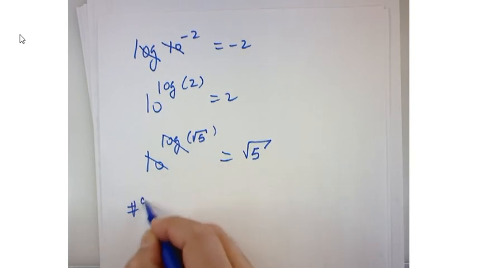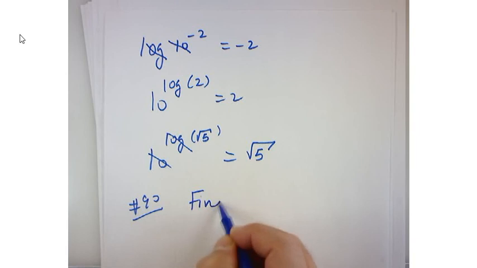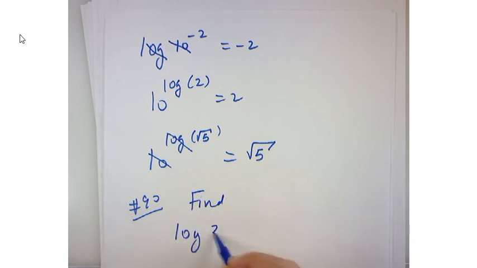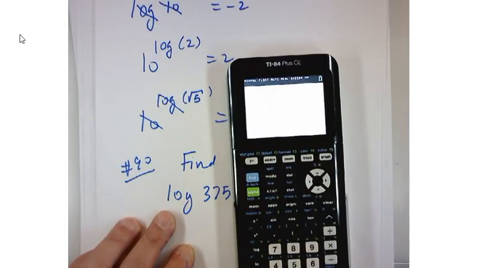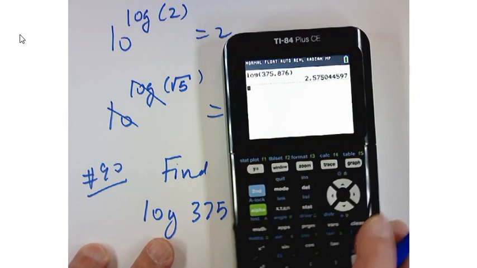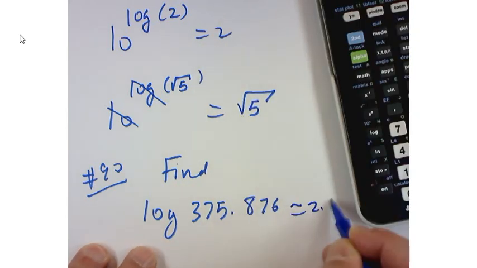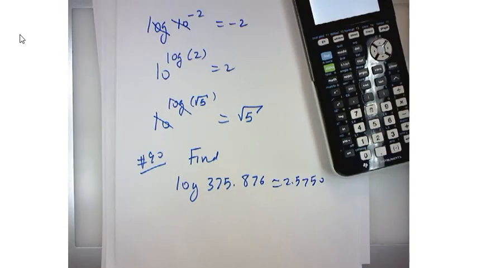If you look at your calculator, find log of 375.876, and they want 4 decimal places, so you just punch it in your calculator. Log of 375.876 is 2.5750. So that's asking us to use the calculator.